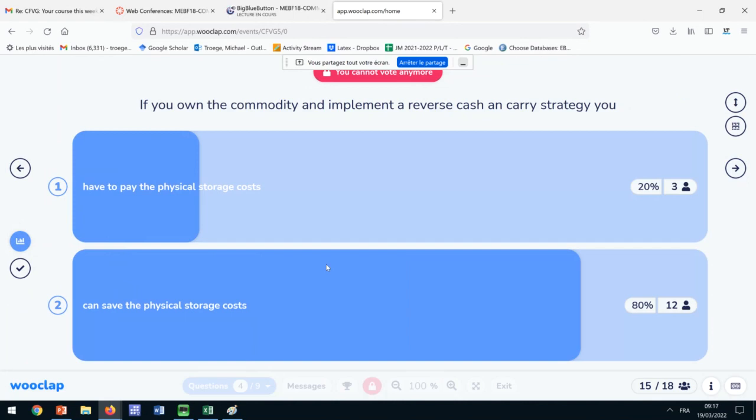So you can save. One of the components of the reverse cash and carry strategy is that you're getting rid of your storage costs. You're getting rid of your physical storage costs, and you're also getting rid of your financing costs, because you sell the commodity and therefore you can invest the money at an interest rate. So you derive benefits from the reverse cash and carry strategy. The cash and carry strategy is expensive because you have to finance the commodity that you buy, and you have to find a place to store it. In the reverse cash and carry strategy, it's the opposite.